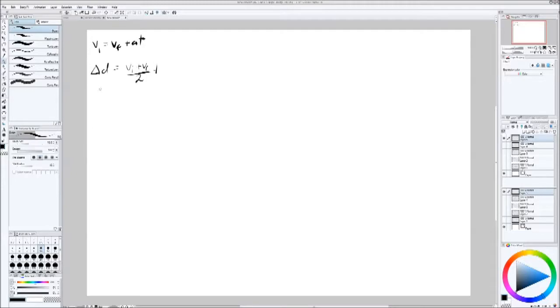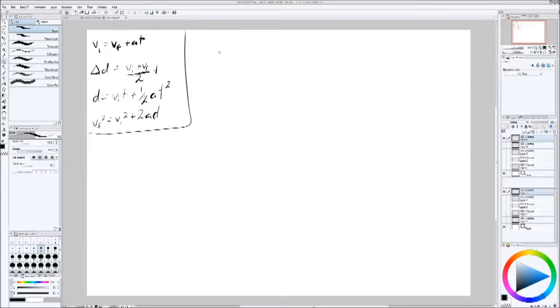So the other 2 kinematic equations are: distance is equal to initial velocity times time plus a half acceleration times time squared. And then the other one is final velocity squared is the initial velocity squared plus 2 times the acceleration times the distance. And so these are the equations that we'll have.